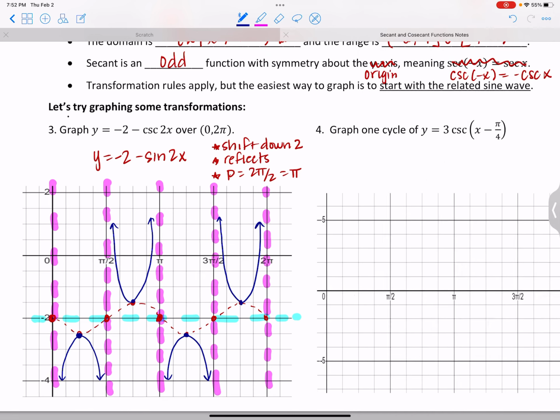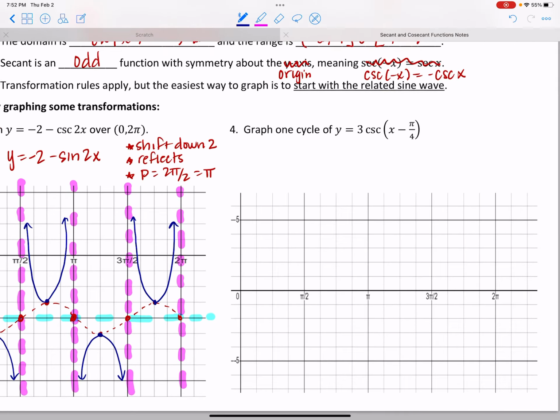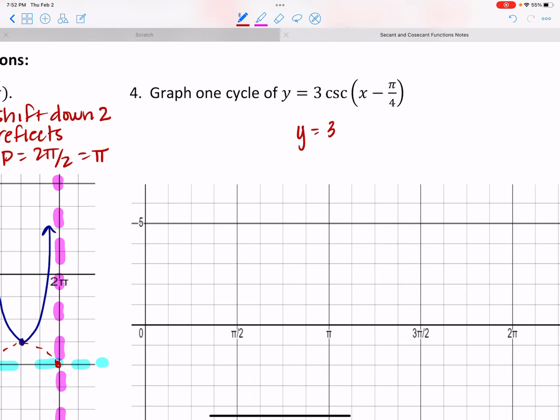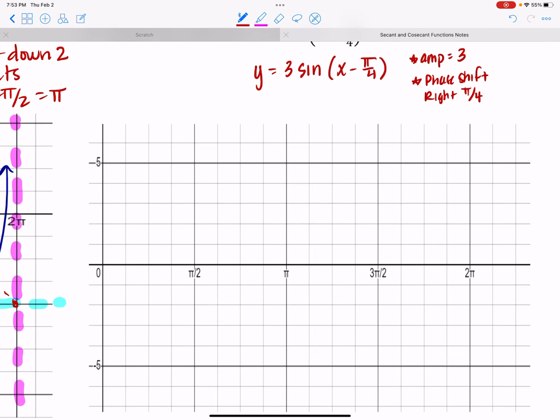And now we just have one more graph. So again, let's look at this related sine curve. Let's try to look at y equals 3 times the sine of x minus pi over 4. And I don't have to worry about factoring because the coefficient of x is 1. So I can see that I'm going to have an amplitude of 3, and then I'm going to have a phase shift. Subtracting means we're going to go in the positive direction, so we're going to go to the right pi over 4. Okay, so I'm not going to move my midline.